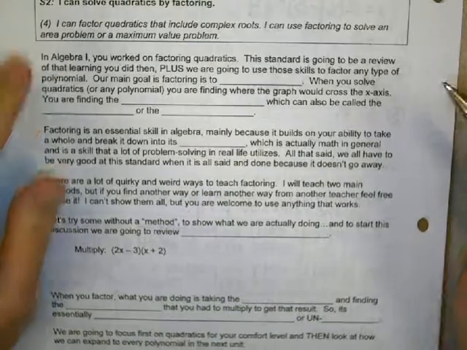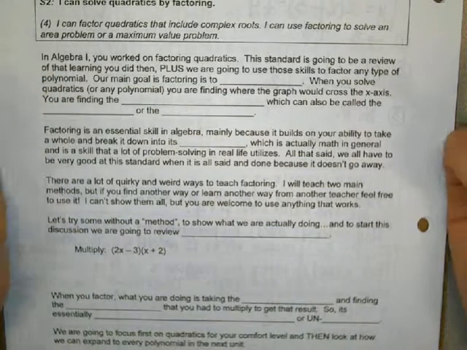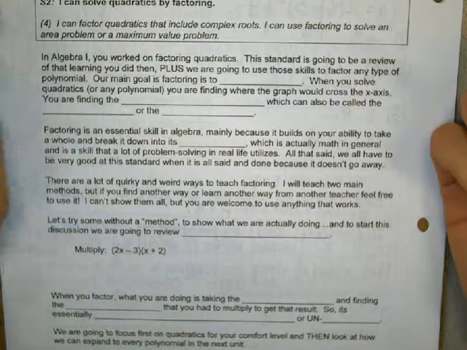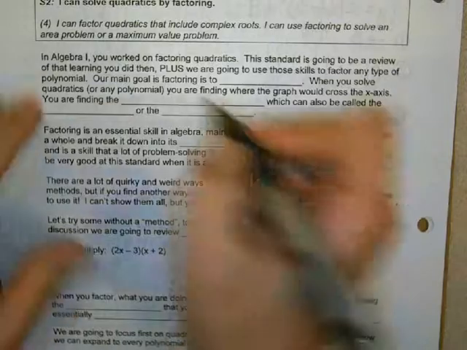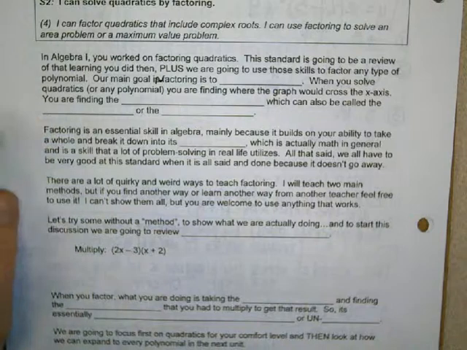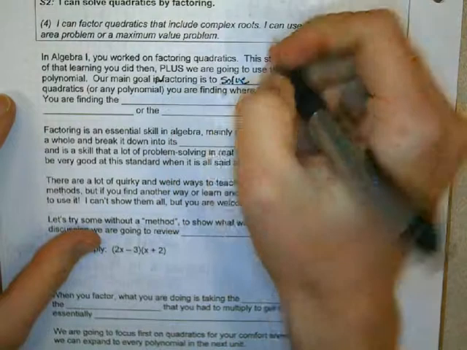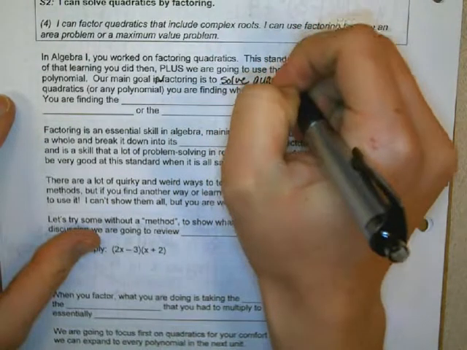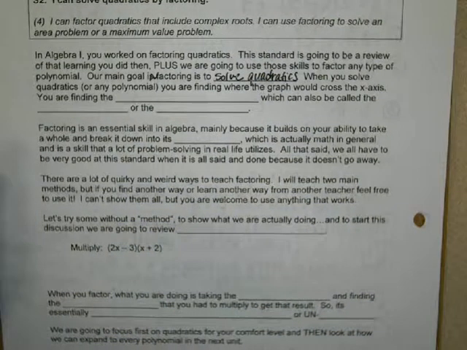Alright, so in Algebra 1 we worked on factoring quadratics. This standard is going to be a review. Plus, we're going to be able to extend this in the next unit to factor any type of polynomial. Our main goal in factoring is to solve quadratics. So when we factor, our main goal is to actually get to an answer, not just to factor and leave it that way, but actually to get to some x equals some numbers.